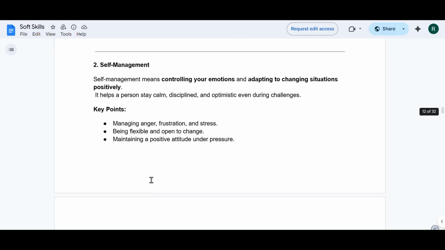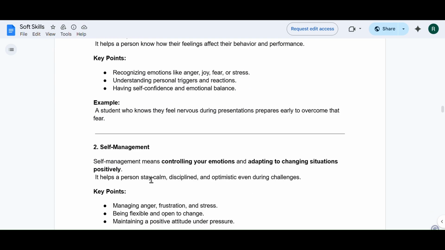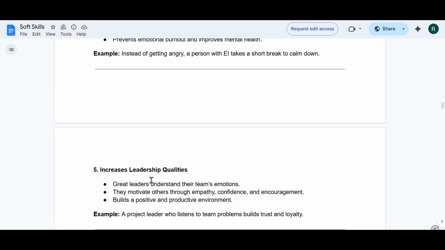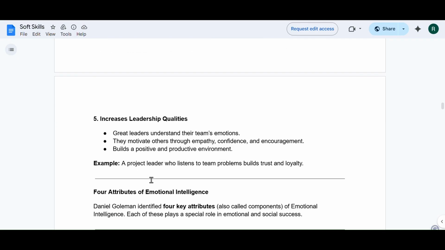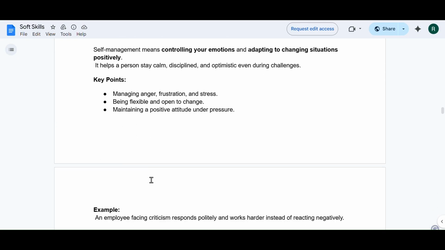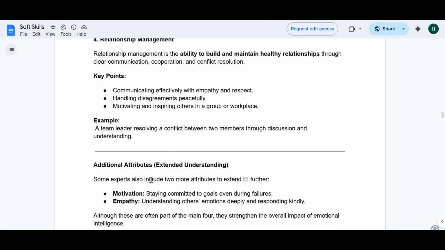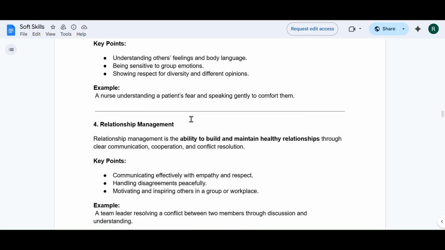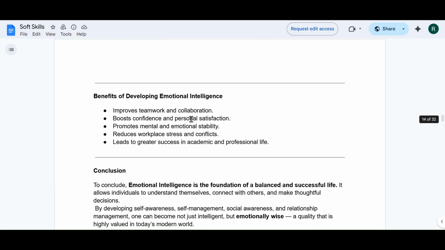So I hope you all got these four points: self awareness, self management, social awareness, and relationship management. All these are the four attributes of emotional intelligence.